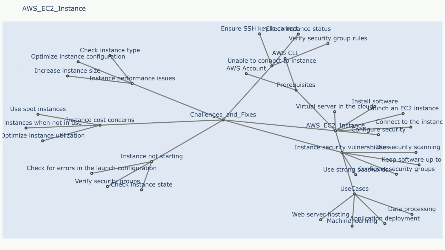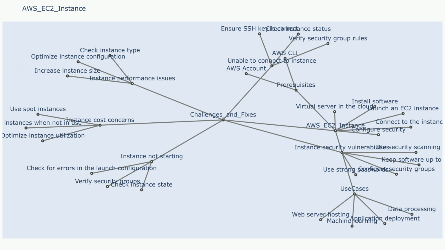Use reserved instances. Reserved instances offer a significant cost savings compared to on-demand instances for applications that have stable and predictable workloads. Instance security vulnerabilities. Keep software up to date. Regularly patch and update the operating system and applications installed on the instance. Use strong passwords. Use strong and unique passwords for all user accounts on the instance.